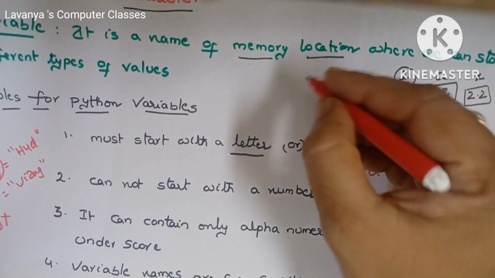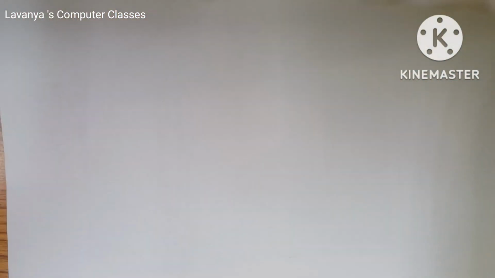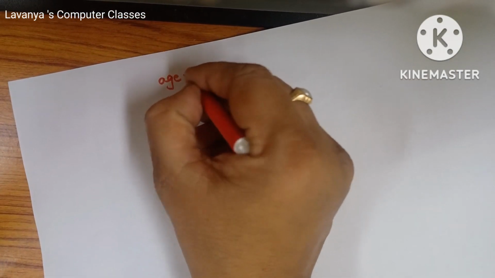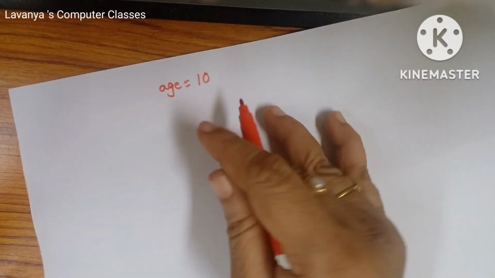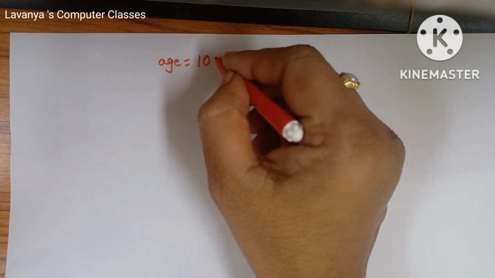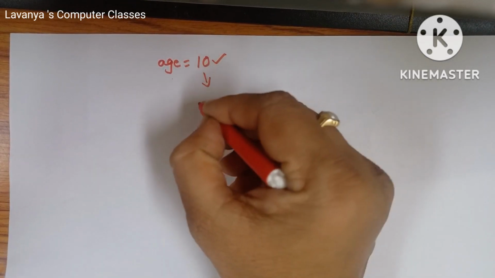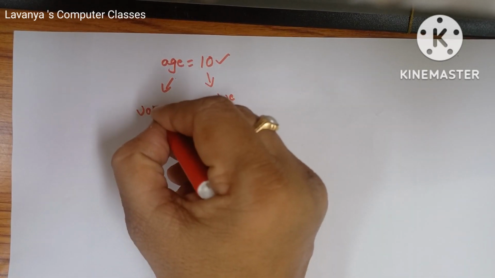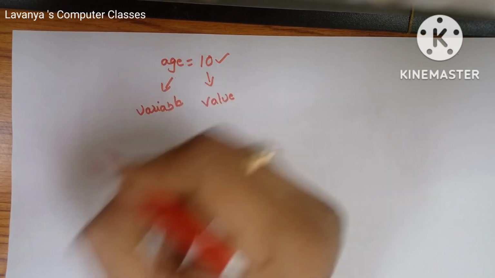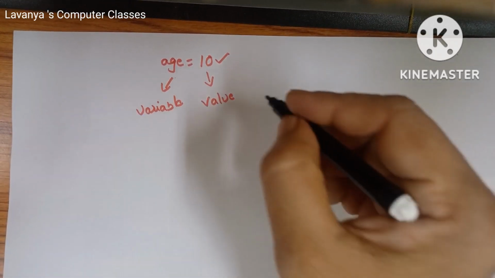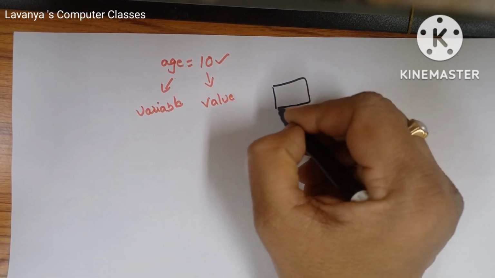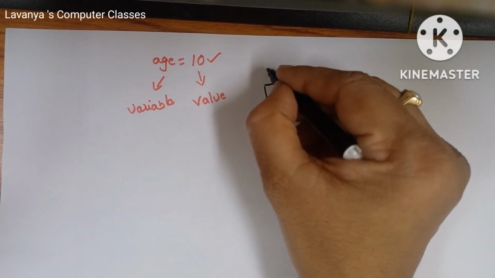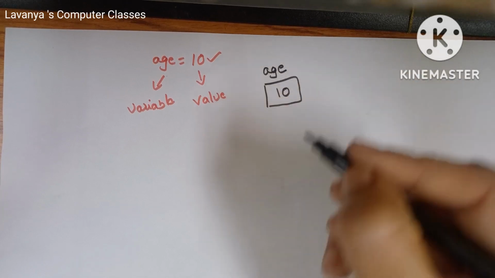For example, you write age equals 10. We define it like this: age equals 10. Is it acceptable? Yes, it is acceptable. What is 10? 10 is a value. What is age? Age is called a variable. A variable is a memory location. That means you allocated some space. Which value is stored in it? 10 is stored. Where is it stored? In the memory location named age.